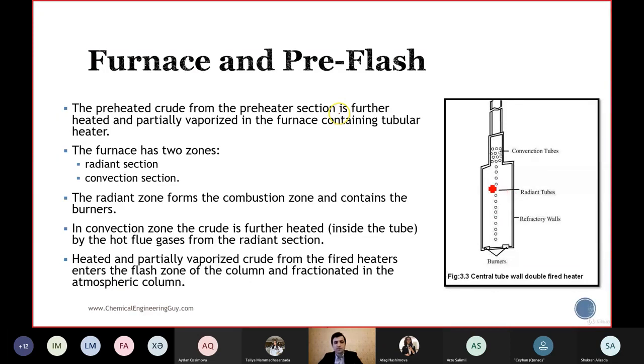So the furnace has two zones. The main zone here, where you have the burners, all the fire, is called the radiant section. But after this one, this is the main part. This is the second part, the convection section. How can we use the convection section for heating? Do you have any idea?